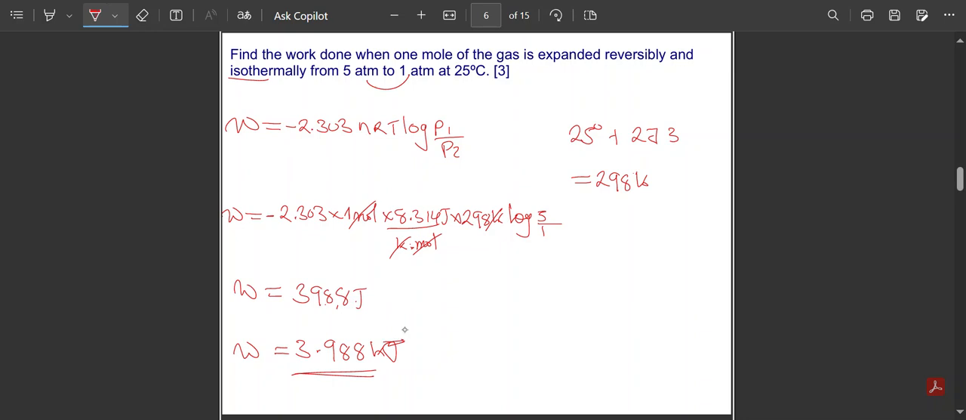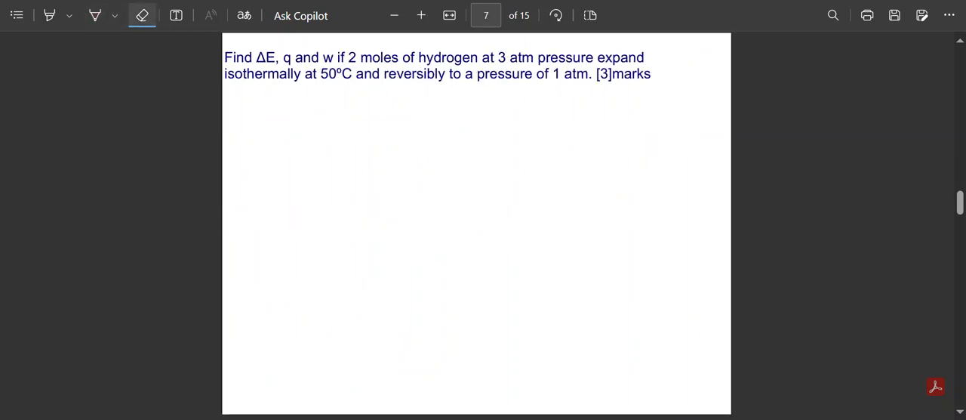Let's go to the next page as well. We see another question. It says, find the change in internal energy, or just change in energy. Also find heat Q and work W, if 2 moles of hydrogen at 3 atm pressure expand isothermally at 50 degrees Celsius and irreversibly, with the pressure changing from 3 atm to 1 atm. So we know what to do here.